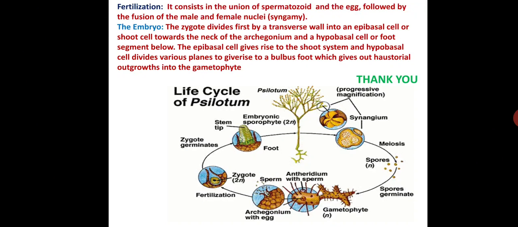Next, we discuss fertilization. It consists of the union of the spermatozoid and the egg, followed by the fusion of the male and female nuclei, that is known as syngamy.